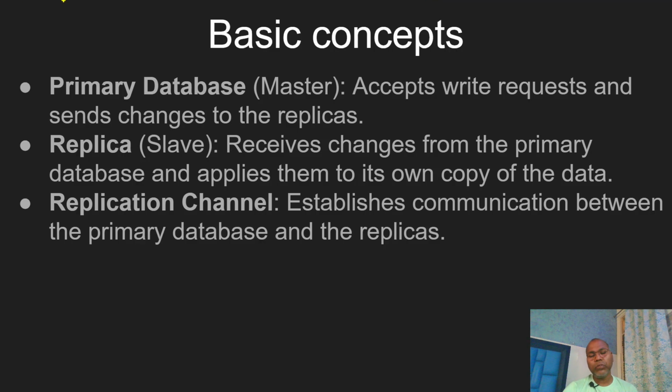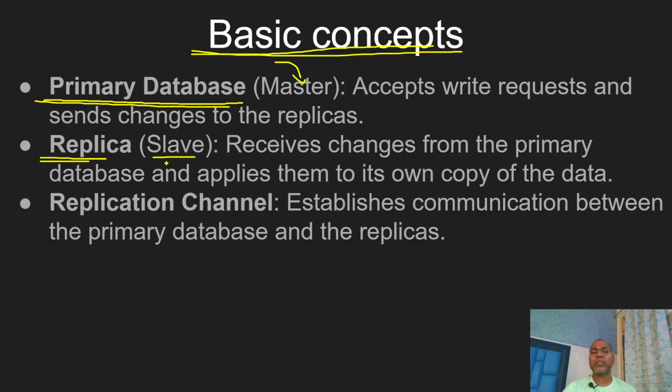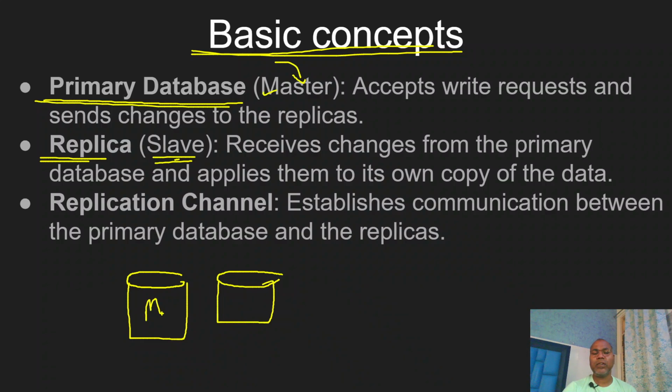Whenever we talk about detailed database replication, these are some basic terms and concepts. Whenever we talk about multiple copies, there is one primary database and one secondary database. Here the primary database is known as the master and the secondary database is known as the slave. These are the terminologies: masters and slaves. Generally, this is the way we design it: this is the master database and this is the slave database.